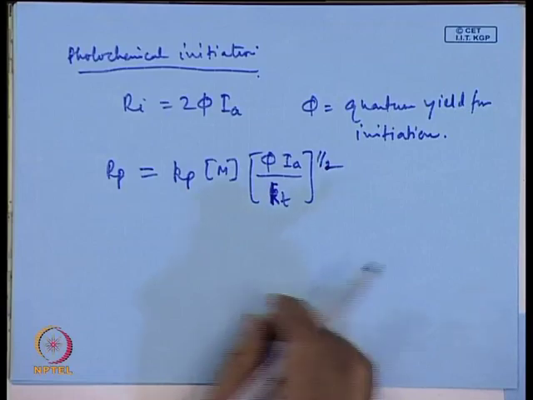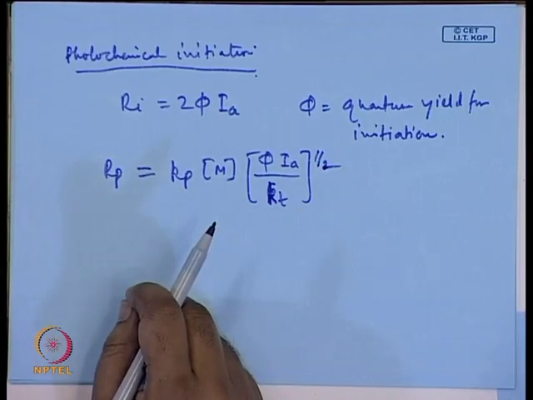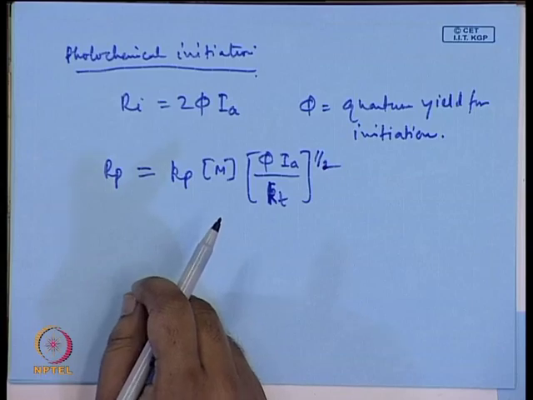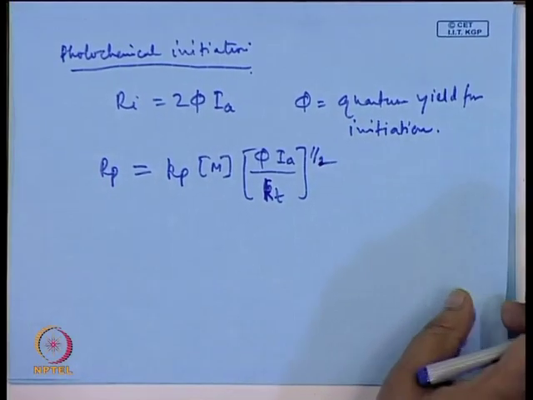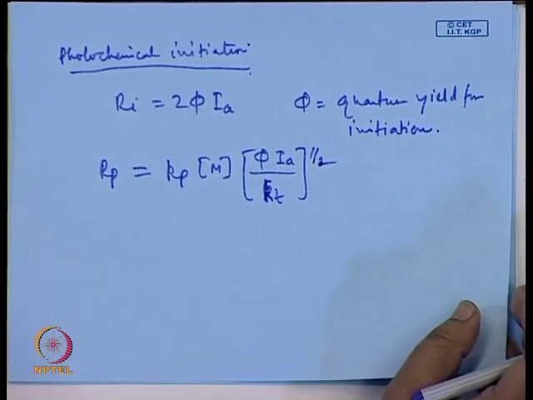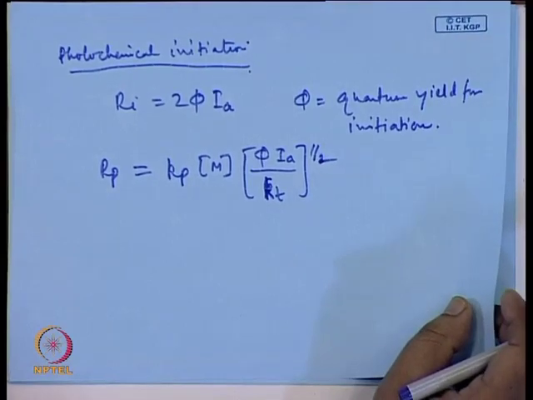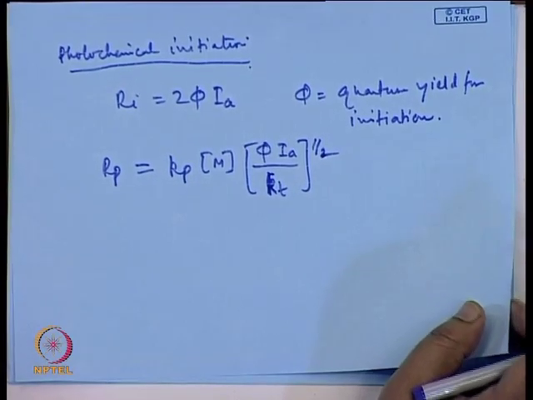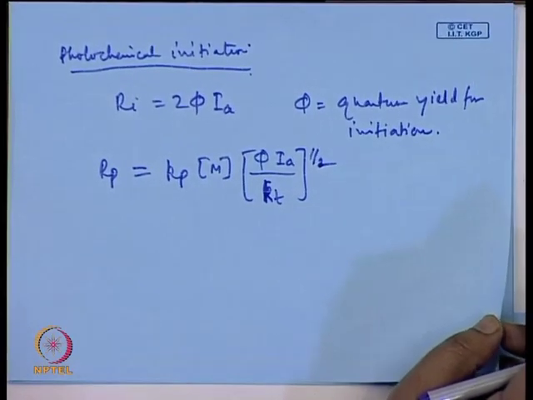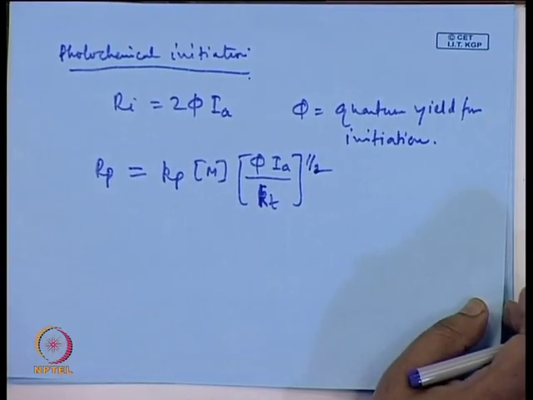So, we talked about the most common rate expressions for rate of polymerization, whether it is initiated by thermal initiator or redox initiator or by photochemical initiation. These are the most common routes of initiating a radical polymerization. So, we know the rate expressions for the rate of polymerization.